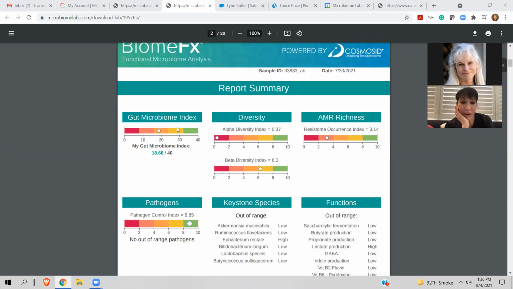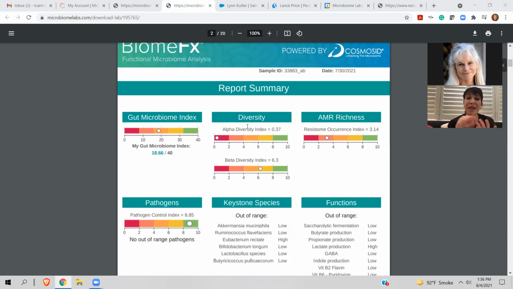Gold is definitely room for improvement. Orange is where you start getting into trouble. And of course, red is where you do not want to be. So, this is a troubled gut. And then we look at the modules to find out what we can do about it. First we have to really figure out what is wrong, and the first place to look is the diversity.